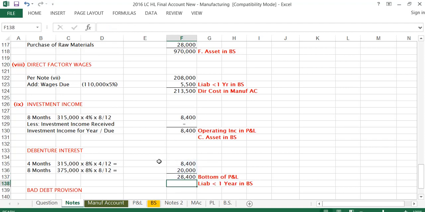So in total, they come to 28,400. And that 28,400 is going to be taken away at the bottom of the P&L. It's also going to go in liabilities less than 1 year in the balance sheet as debenture interest due, because again, none of that has been paid in the trial balance.